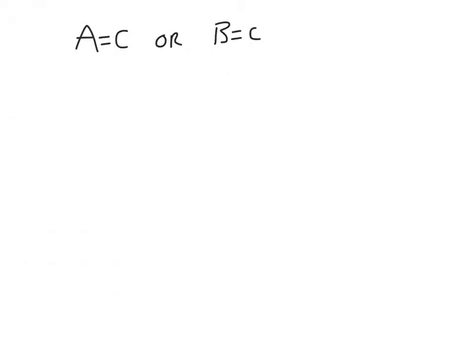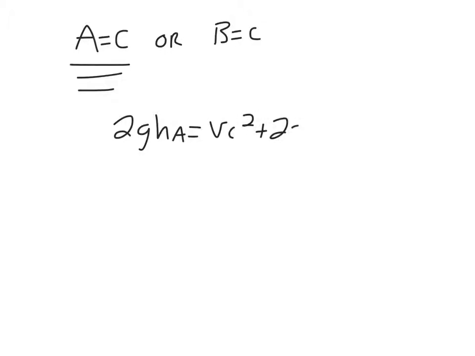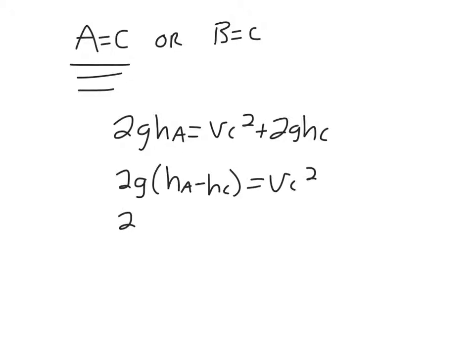And I'm going to do it both ways just so that you know it works out both ways. It doesn't matter which way you do it. I'm just going to show you how it does work out both ways. So let's start with setting A equal to C. 2g height at A equals VC squared plus 2g height at C. So doing the algebra, very similar to the last part, this is 2g times height A minus height C equaling VC squared.